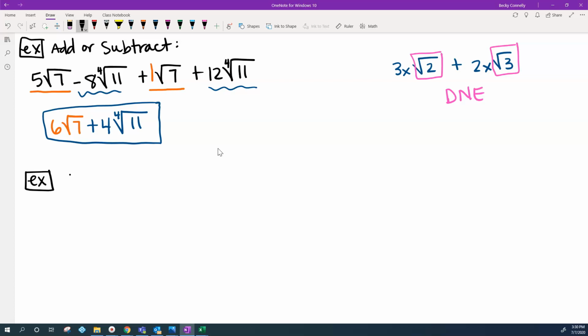If you're asked to simplify this, we have 3 square root of 45 minus 8 square root of 20.